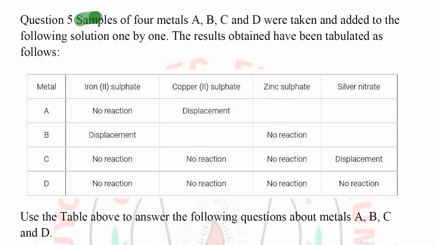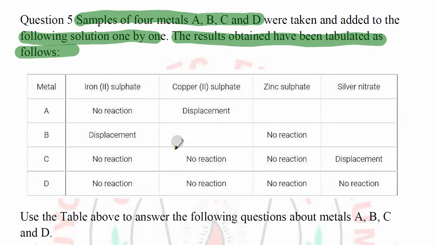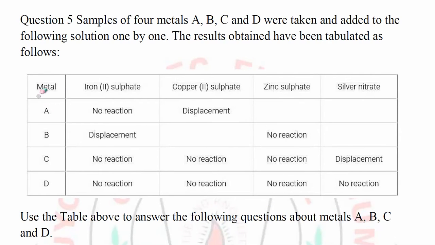is asking about a sample of four metals A, B, C and D. So here four metals have been taken, A, B, C and D, and added to different solutions one by one. We have added the four metals A, B, C and D to different solutions which are mentioned here. The results obtained have been tabulated as follows. Here we have obtained the tabulation also. So according to this table, we have to use this table to answer the following questions about the metals A, B, C and D. Different questions are asked here, so we have to answer the different questions which are asked below, and it will be based on this table only.